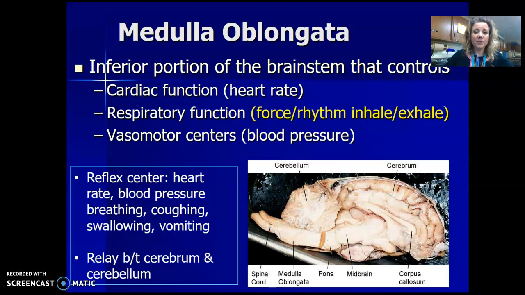The fourth ventricle is located in between the medulla oblongata and the cerebellum.